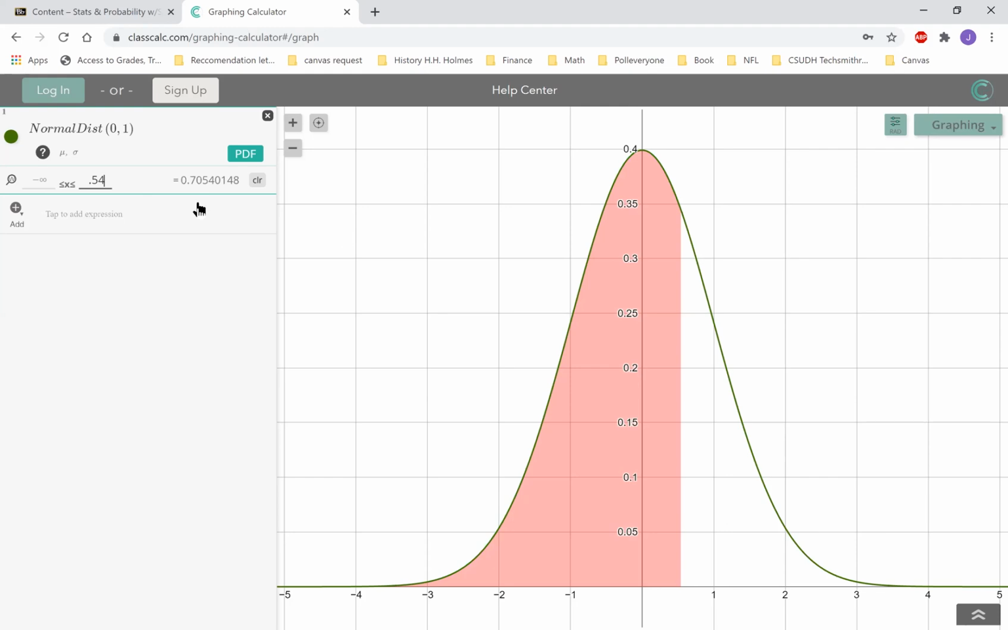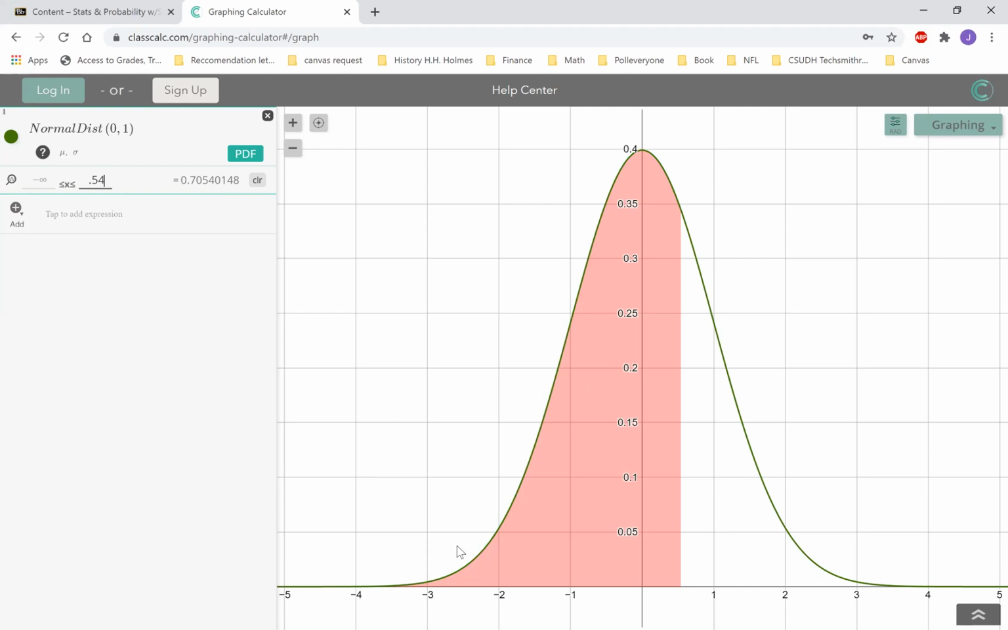If you look right here, we get 0.7054, and that's it. There you go, 0.7054. So the probability that we get something less than 0.54 is 0.7054, or 70%. Any questions in regard to that so far?